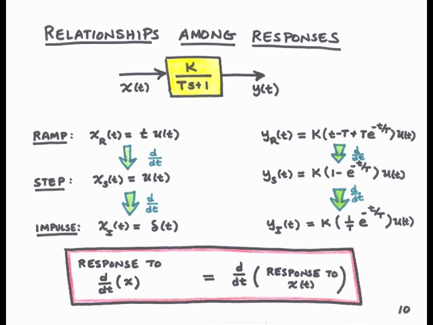Let's now look at the relationship amongst the various responses we found for the first-order system. We looked at 3 different kinds of inputs: the ramp, the step, and the impulse. And we'll note that these 3 different kinds of inputs are related one to another. The derivative of the ramp is the step, and the derivative of the step is the impulse. The same relationship holds amongst their responses. The derivative of the response to a ramp is the response to a step, and the derivative of the response to the step is the response to an impulse.